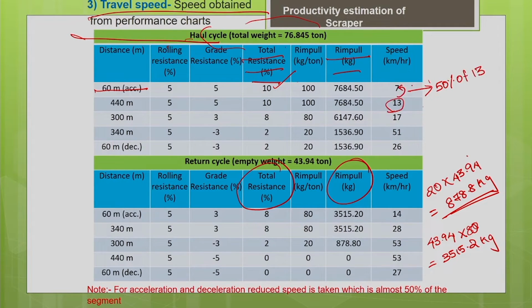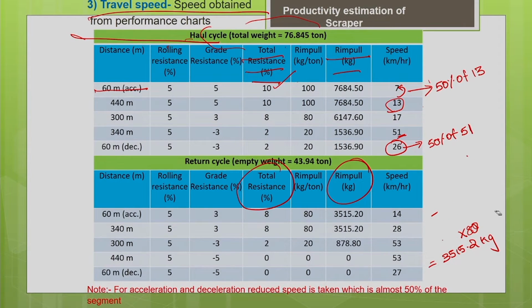It gives me the speed for the initial portion of the segment, where you need some time for accelerating. That portion will be at the reduced speed only. Similarly, towards the last 60 meter, when you try to reduce the speed, that will also be at 50% of the previous one, that is 51. Okay, 50% of 51, approximately 26.